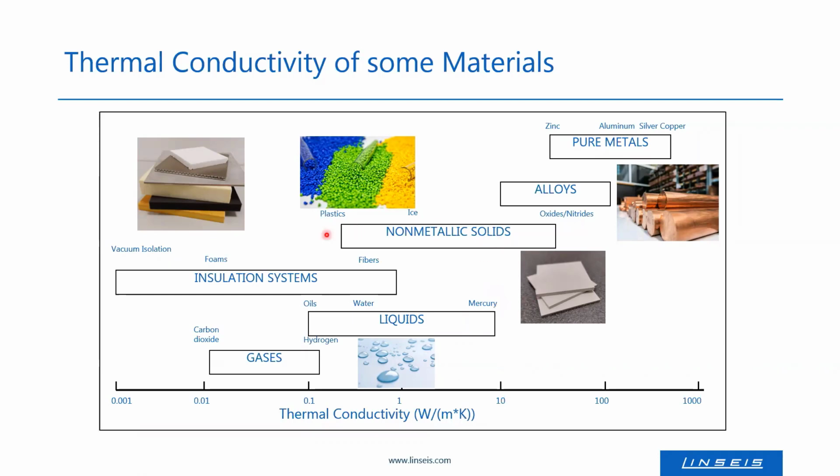Non-metallic solids have thermal conductivities ranging approximately between 0.2 for plastics and a couple of tens of watt per meter and Kelvin for oxides and nitrides. Metallic alloys have higher thermal conductivities, in the range of tens to 100 watt per meter and Kelvin, and the highest thermal conductivities are found for pure metals, with the highest being that of copper, in the range of approximately 500 watt per meter and Kelvin.